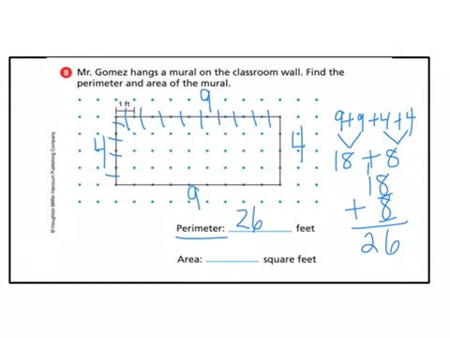And then the next question is, what is the area of this mural hanging in the classroom? And we know area is length times width. So here's length times width. 4 times 9 is 36 square feet.